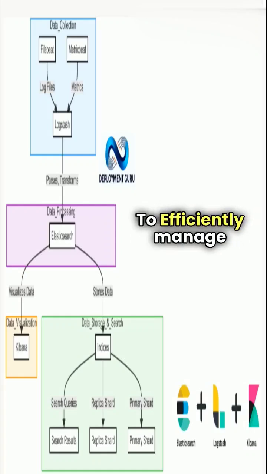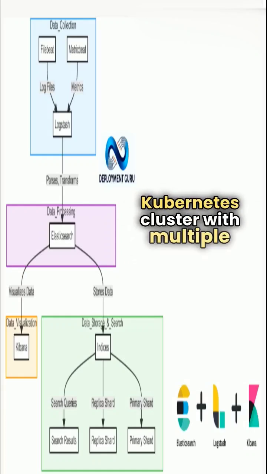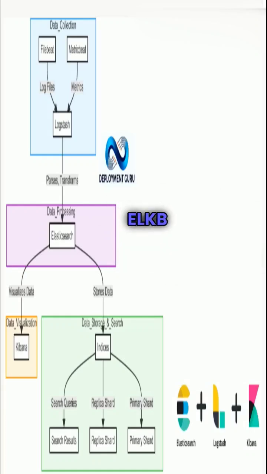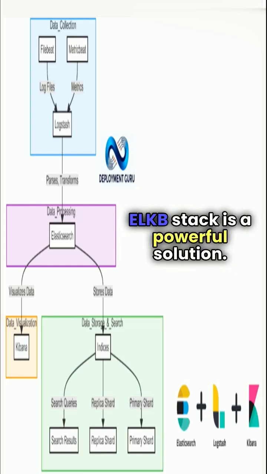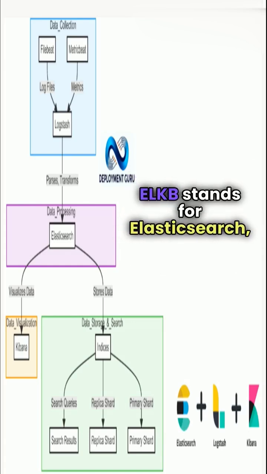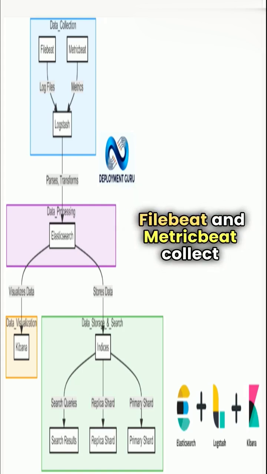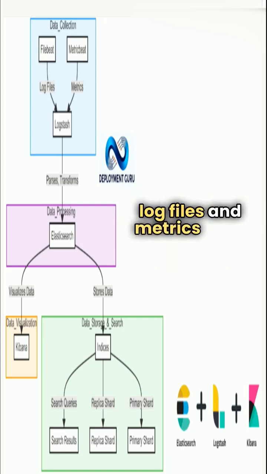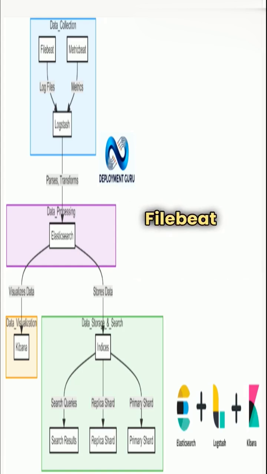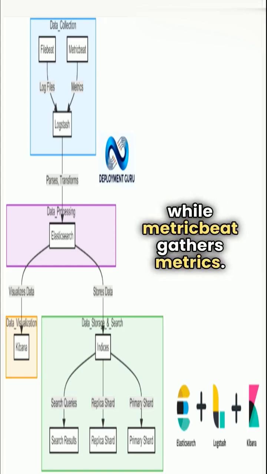To efficiently manage logging in a Kubernetes cluster with multiple microservices, the ELK Stack is a powerful solution. ELK stands for Elasticsearch, Logstash, Kibana, and Beats. Data collection: Filebeat and Metricbeat collect log files and metrics from your microservices. Filebeat is perfect for log files, while Metricbeat gathers metrics data.